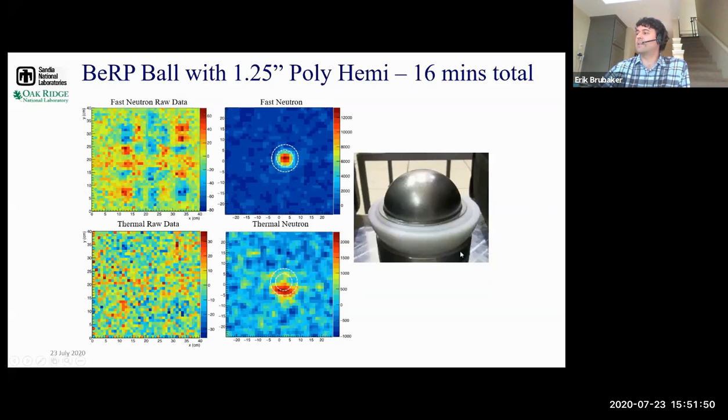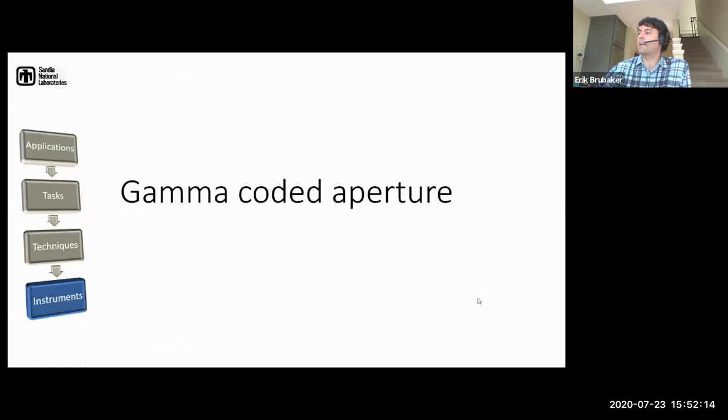And then finally, this is a case where the Burke ball was sitting in just one hemisphere of polyethylene, so the polyethylene was not completely surrounding it. Again, you see the plutonium in the fast neutron image and about half of the area filled in the thermal neutron image, just showing again that we're sensitive to that spatial distribution.